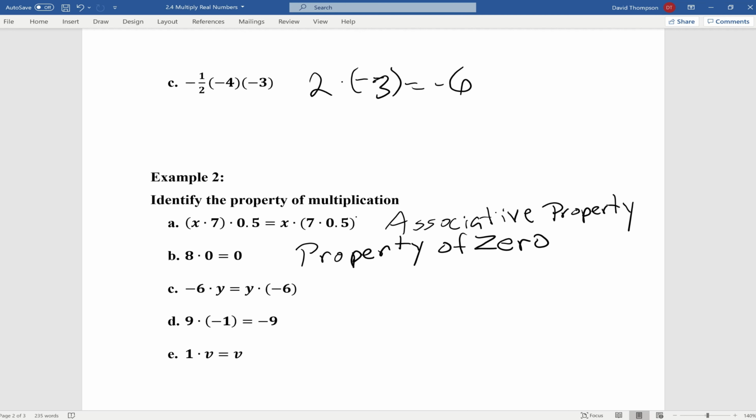C, we have negative 6 times y equals y times negative 6. All we did is flip negative 6 and y. When you see that the two things you're multiplying are flipping, that's going to be your commutative property.